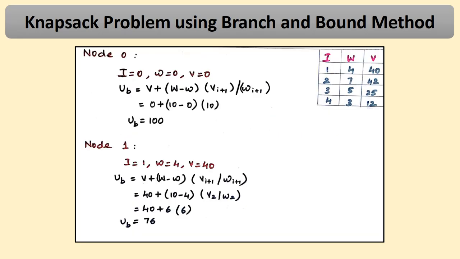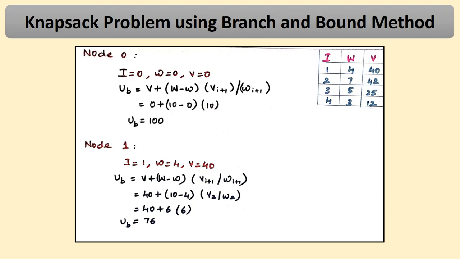Now just observe the formula. We are going to find the value of node 0. So at node 0, the item is 0, W is 0, V is 0. Because when you look at the table they have given, the item starts only from 1. So we don't have any such item. So for item number 0, the corresponding W and V values will be 0.